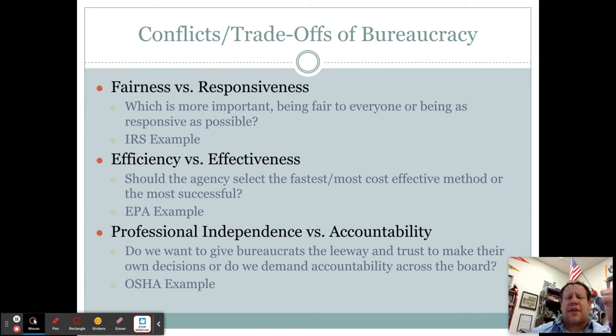You have efficiency versus effectiveness. Is it the most cost-effective or the most successful way that it happens? Sometimes the most successful methods are not the most cost-effective, right? You have to balance how you're going to do that. You have professional independence versus accountability. Do you want bureaucrats who work in this area to make their own decisions, or demand accountability across the board? You must treat everybody the same, or trust them to make their own decisions. And that's where bureaucracy trade-offs end up happening.